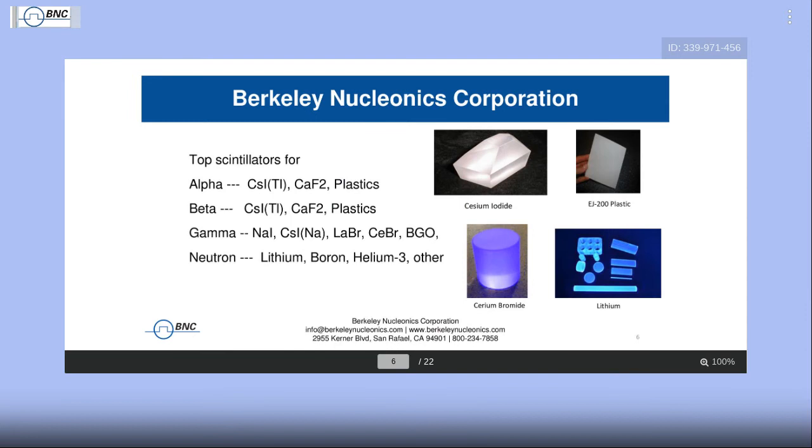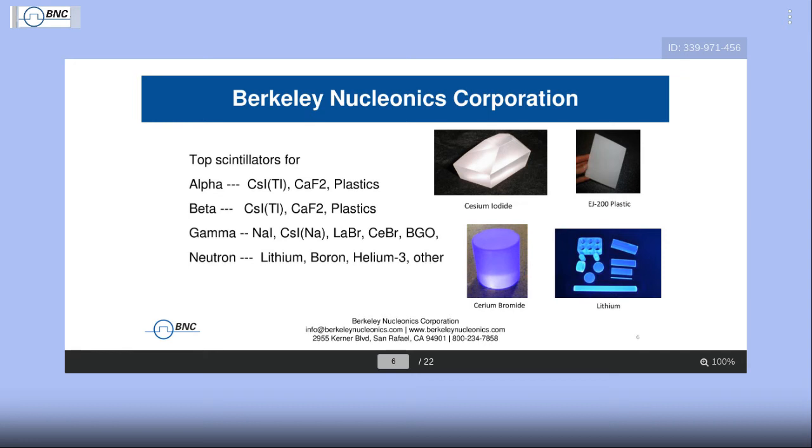Okay, now the alpha I'd mentioned, a large particle. You don't need particularly thick or very dense materials to capture it. Cesium iodide is very common. Calcium fluoride is also very common. Plastics, as you see over on the right corner of the screen there, the EJ200 is just one variety of plastics. That one's particularly good for the betas.